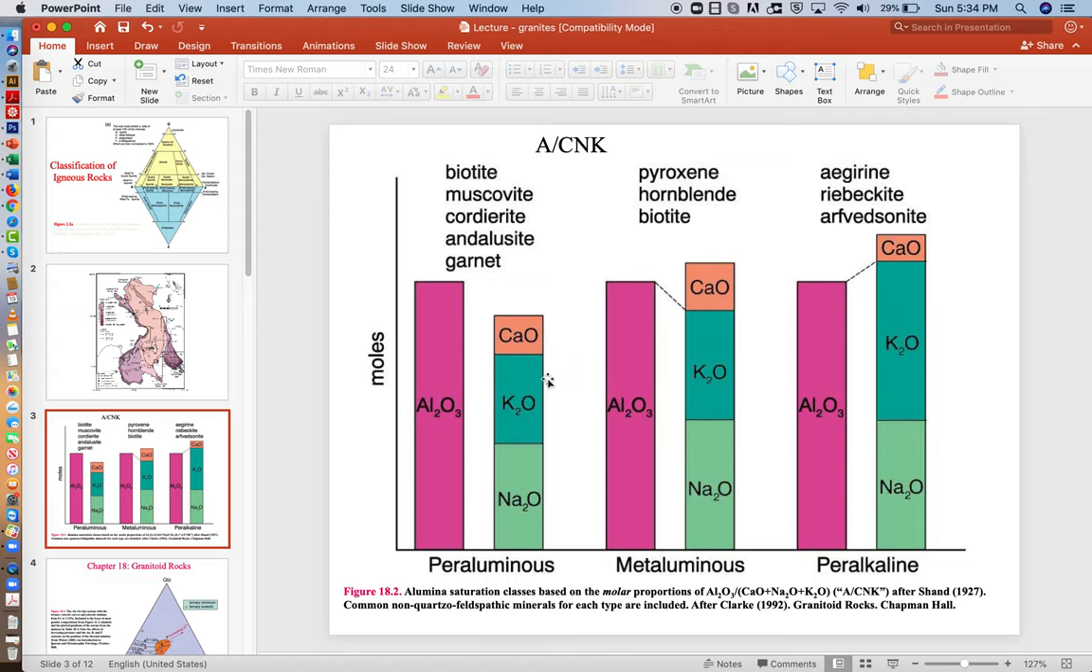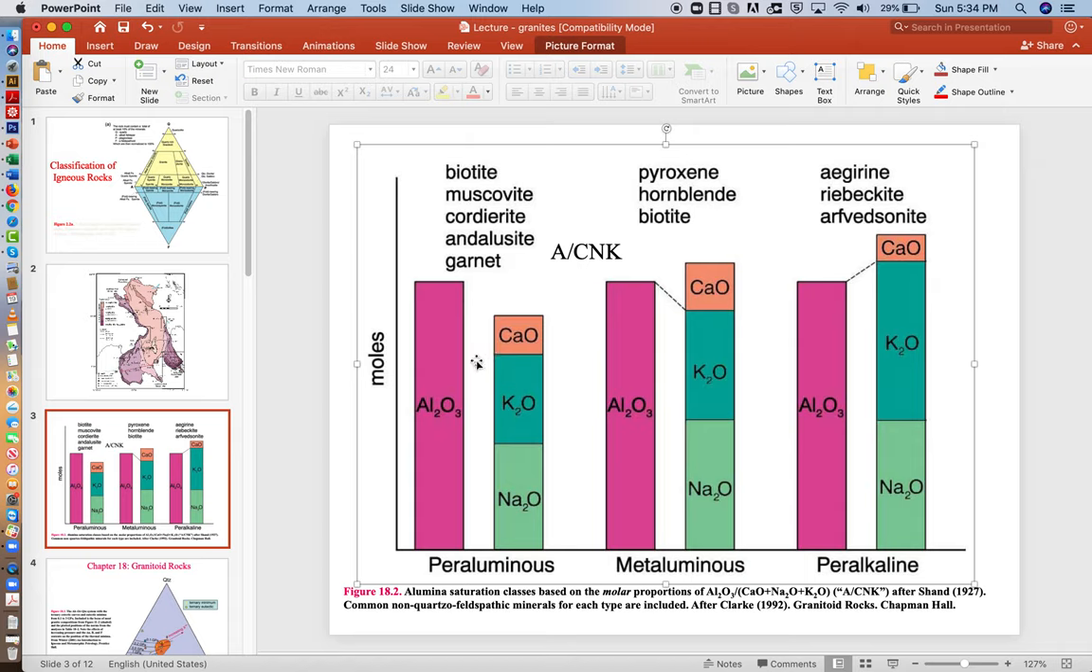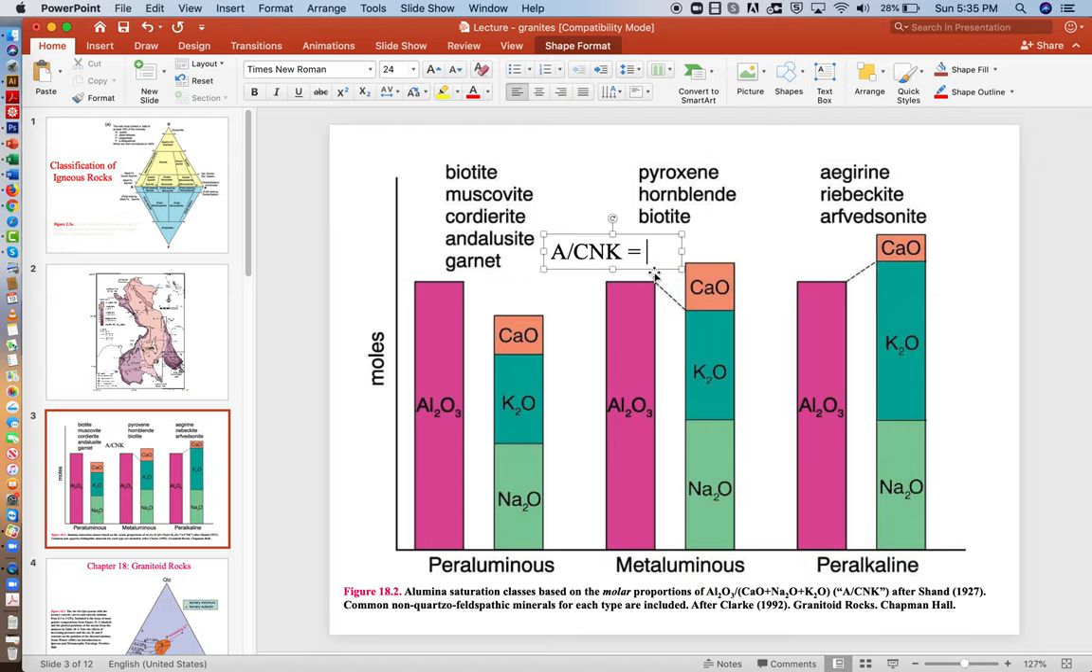So the way to look at this mathematically is we'll devise this ratio here, the ACNK ratio. So over here, the ACNK ratio would be greater than 1. Let's break this down. A is shorthand for Al2O3. So the aluminum here is greater than the sum of C, calcium, N, sodium, K, potassium. Whereas here, the ACNK ratio would be less than 1. The amount of aluminum, or the pink bar, is less than this. So just to expand this, this is equal to molar Al2O3 divided by CaO plus Na2O plus K2O.